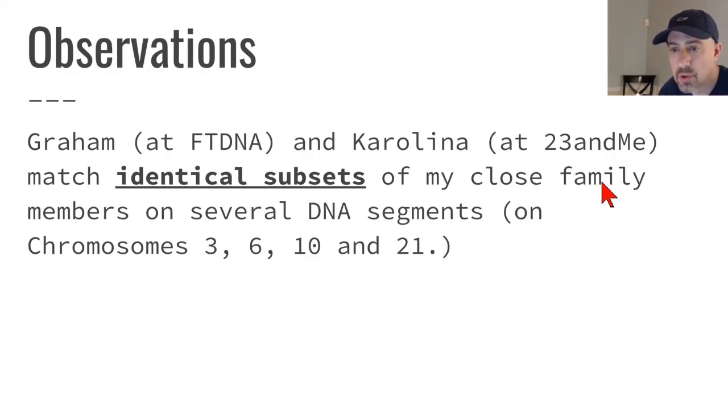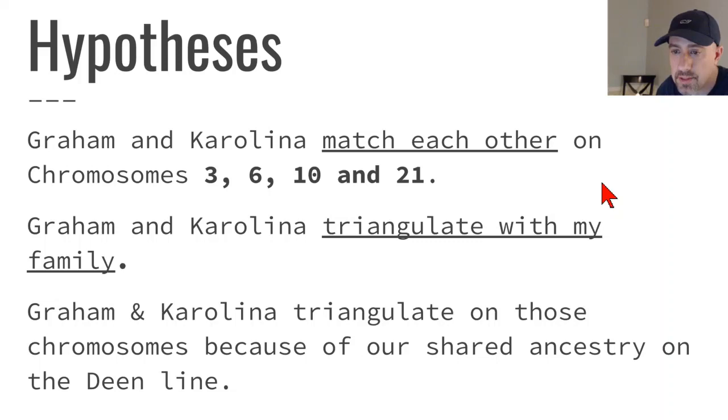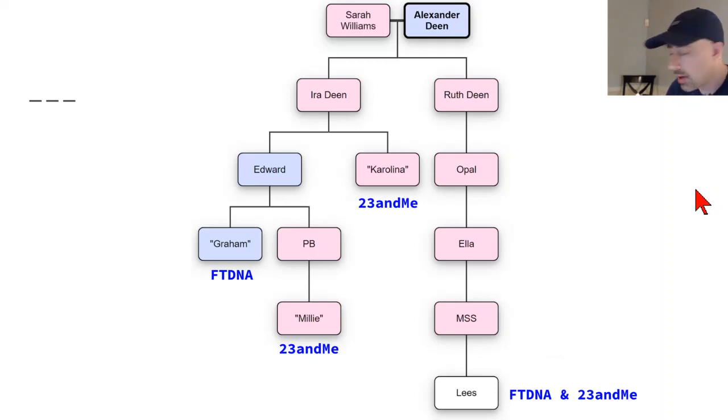Furthermore, we've made the observation that Graham at Family Tree DNA and Karolina at 23andMe match identical subsets of my close family members on several DNA segments, specifically on chromosome 3, chromosome 6, chromosome 10, and chromosome 21. So we can hypothesize that Graham and Karolina match each other on chromosome 3, on chromosome 6, on chromosome 10, and on chromosome 21. We can hypothesize that Graham and Karolina triangulate with my family on those segments, and we can hypothesize that Graham and Karolina triangulate with my family on those chromosomes because of the shared gene ancestry. So those are our hypotheses, and this brings it all together.